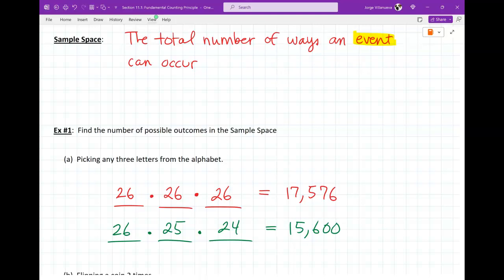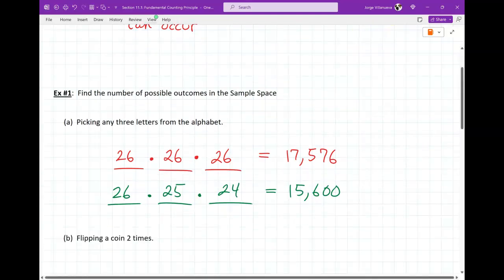So then they can ask you, well, how many different repetitions are there? Well, you can look and say, there's close to 2,000 repetitions, right? Because if you look at the difference between 17,576 and 15,600, that's about 2,000, roughly. So you know there's about 2,000 times that letters at least will repeat once, right? So, all right, no problem.